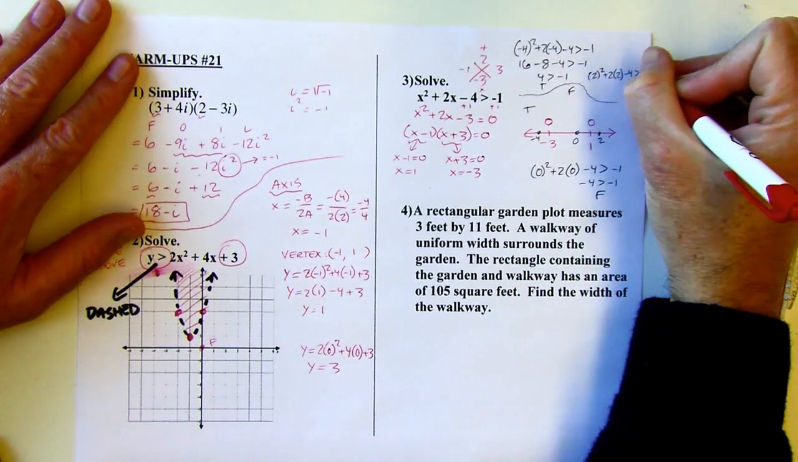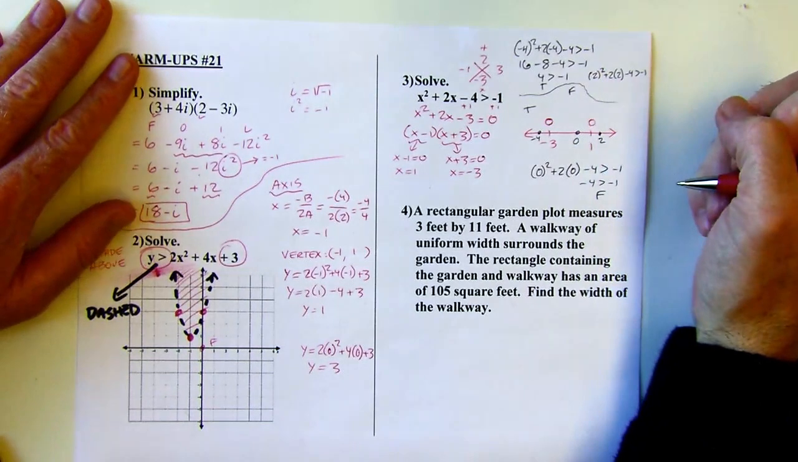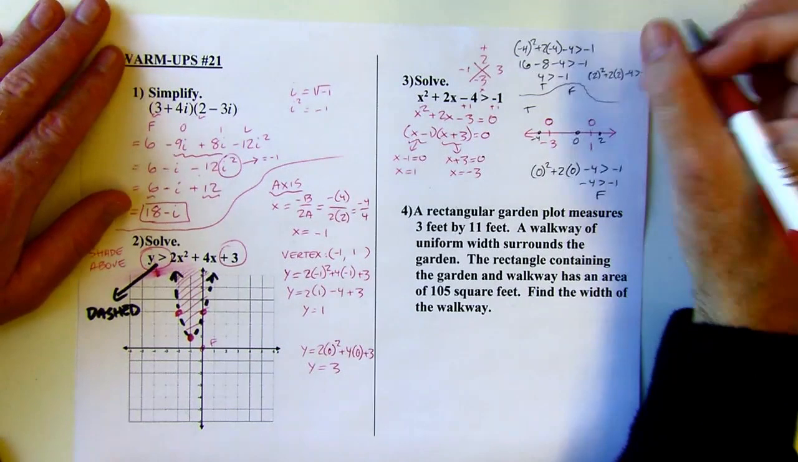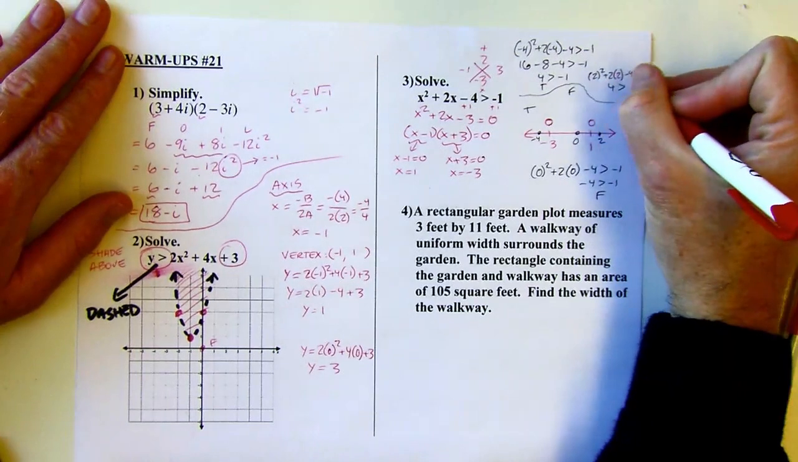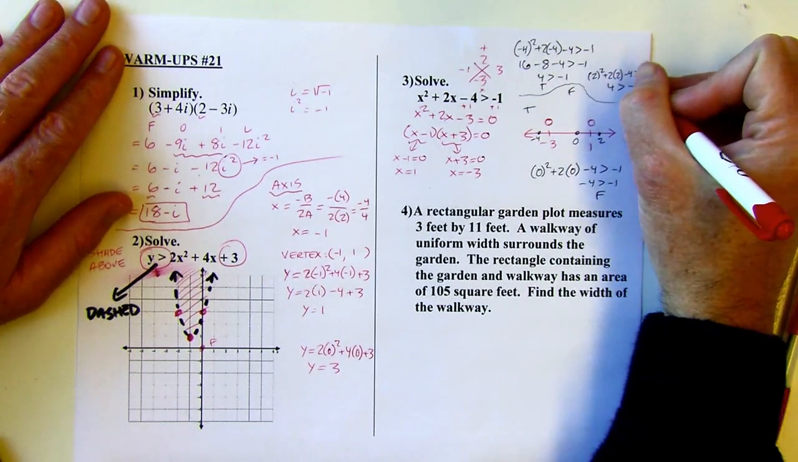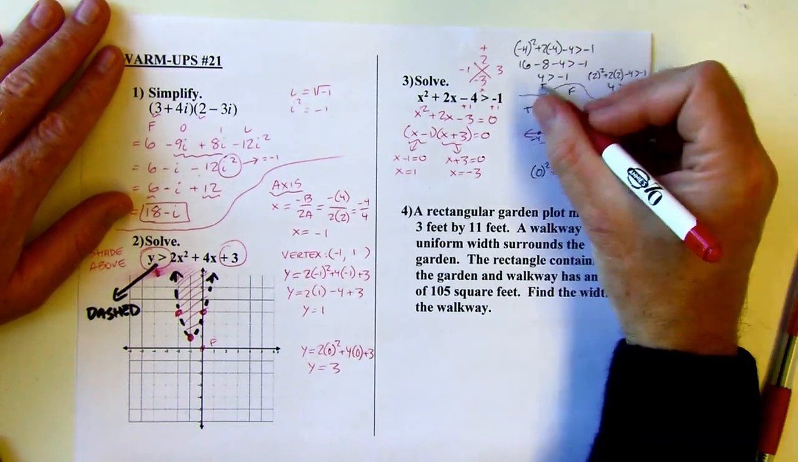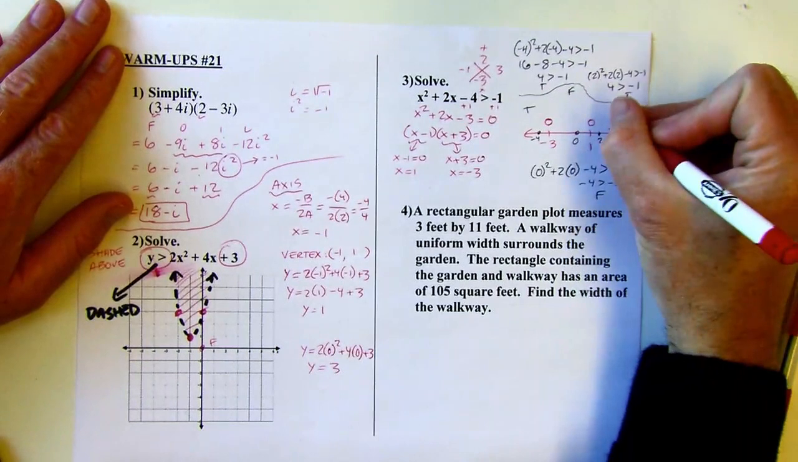Again, plugging into the original inequality and just seeing if I get a true or false statement once I clean it up. Sorry, that's so small. So I've got 4 plus 4 minus 4. That would put me at 4 is greater than -1. And that's true again, right? That's actually the same thing I had over here. So this is a true region.